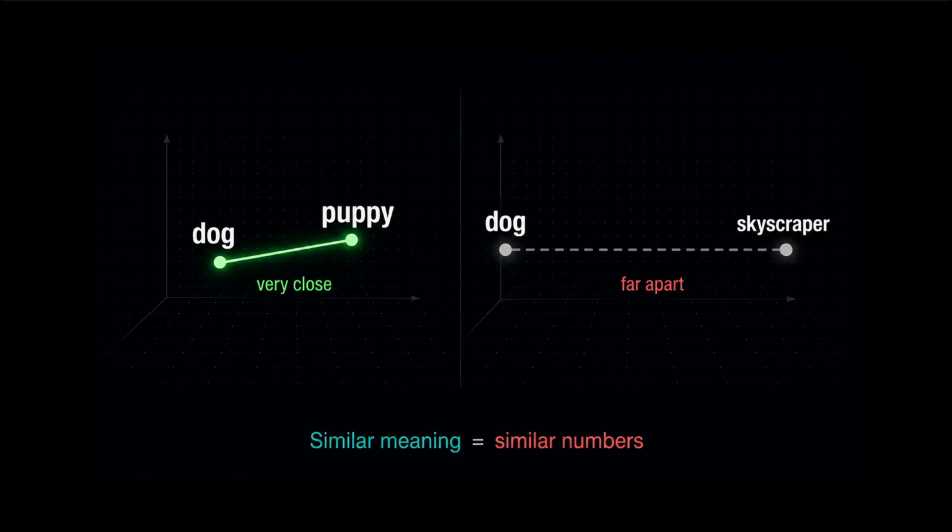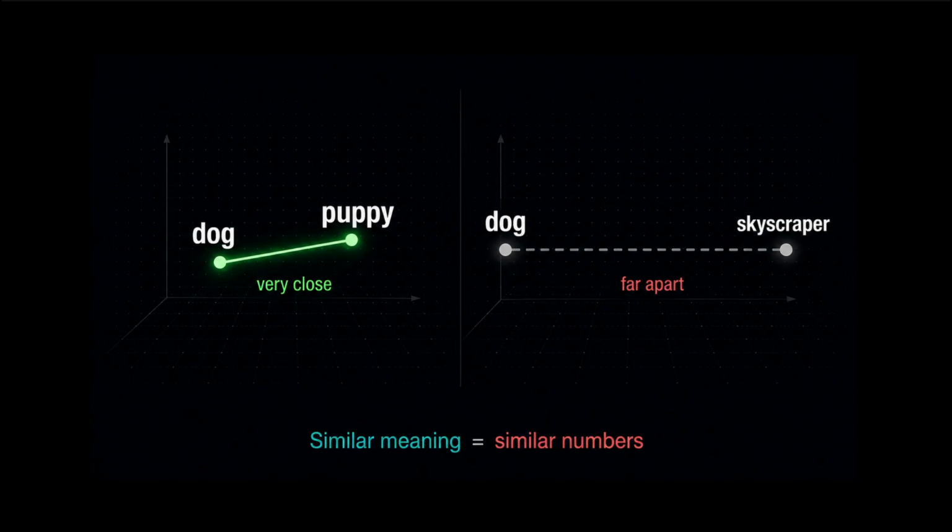Let me just back up. Before we get into the fancy math, let's just get the core idea. An embedding is a way of converting something, that is a word, a sentence, an image, a user's behavior, into a list of numbers. That's it. It sounds a little underwhelming, right? But here's the key thing. The numbers aren't random. They're chosen so that similar things have similar numbers.